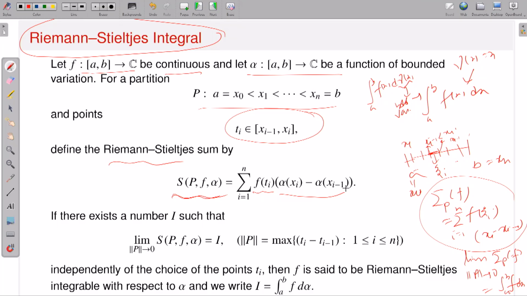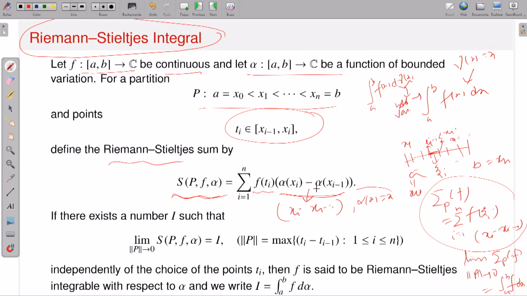Now this time I have a function alpha, an arbitrary function alpha. So what I am doing, this should be alpha of xi minus alpha of xi minus 1. Okay, so now you can see the parallel. Earlier you had xi minus 1, and why is that? Because this time I will have alpha of x equal to x. That is why it boils down to this one.